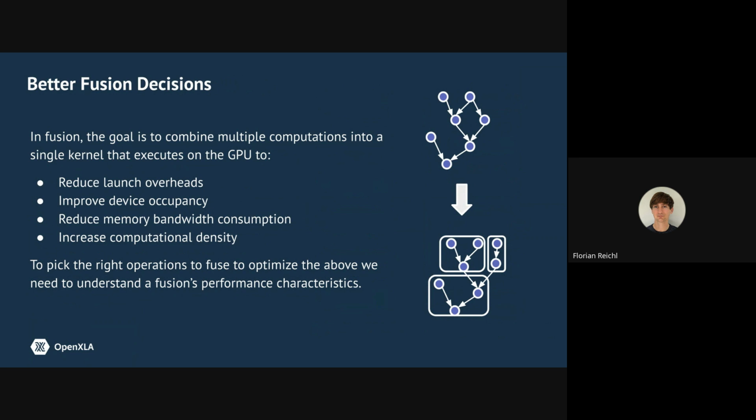So this is a case where profiling doesn't really work, because in fusion you have thousands and thousands of decisions to make, like whether to fuse or not, and you can't profile each and every one of them. So that's the two problems we're trying to solve.